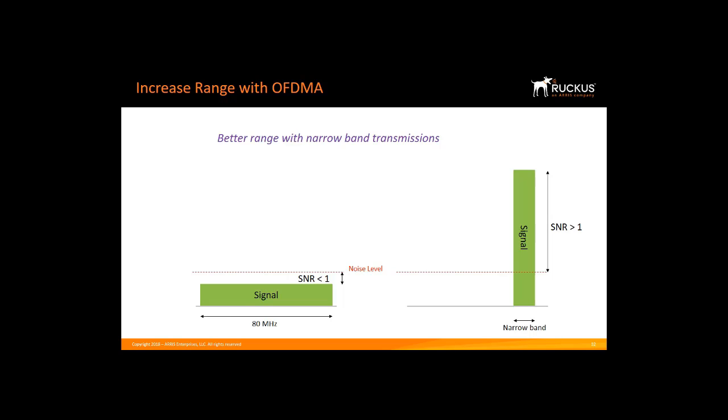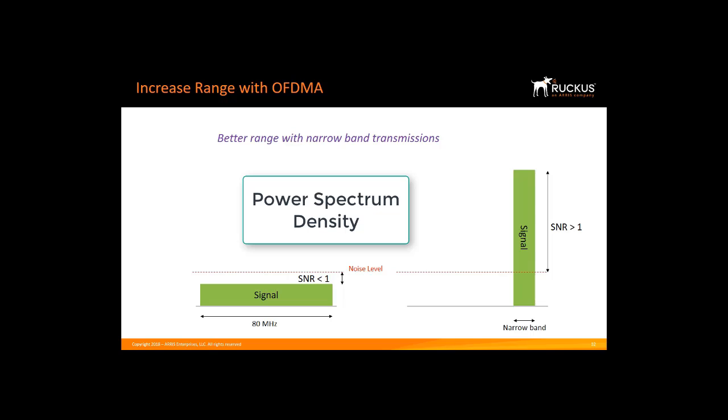Let's look at an example. Let's say that I have a power amplifier with a certain amount of power that's available to me. If I'm using an 80 megahertz band, that power is spread out over 80 megahertz. Using an analogy, let's say I have a stick of butter and two slices of bread, one very large and one very small. If I take the stick of butter and spread it over the big slice of bread, the thickness of the butter will be very small. But if I spread the stick of butter over a small piece of bread, the thickness will be much larger. In Wi-Fi, we call this power spectrum density.